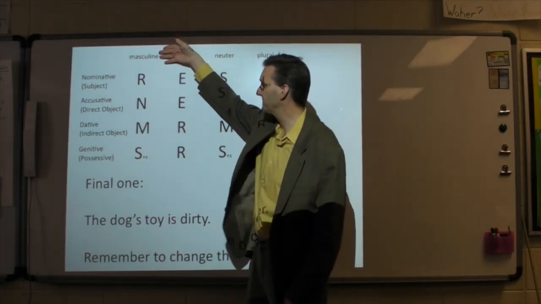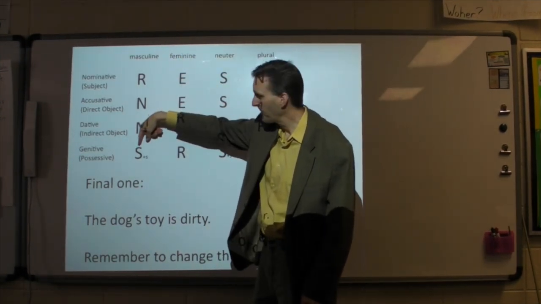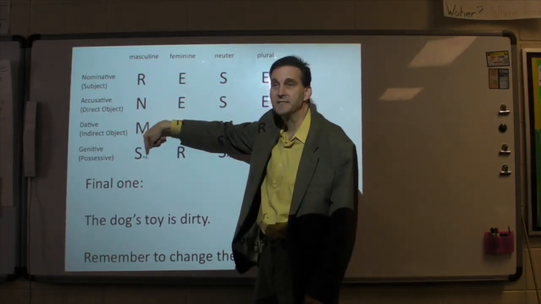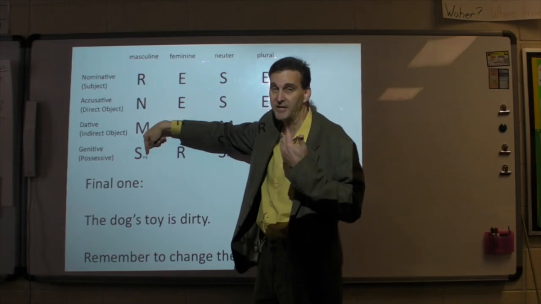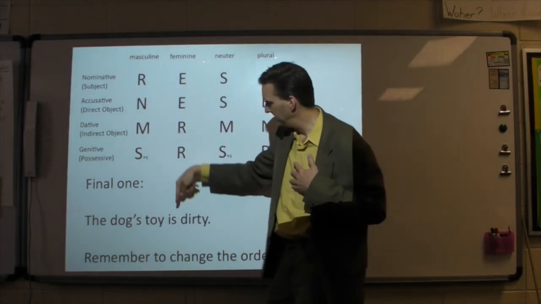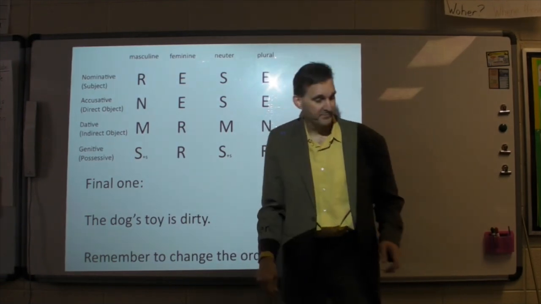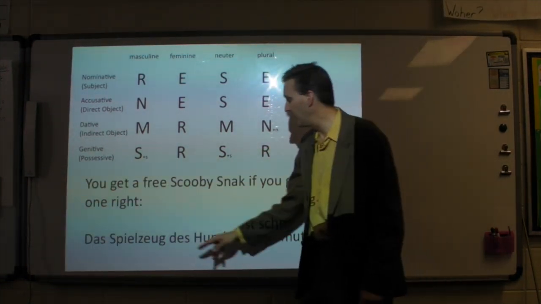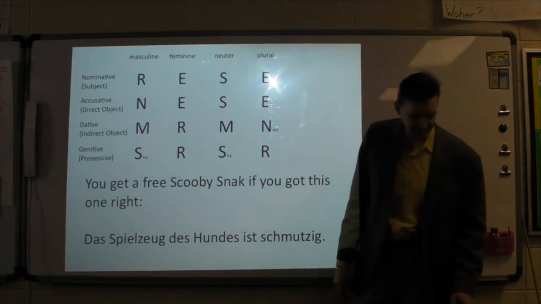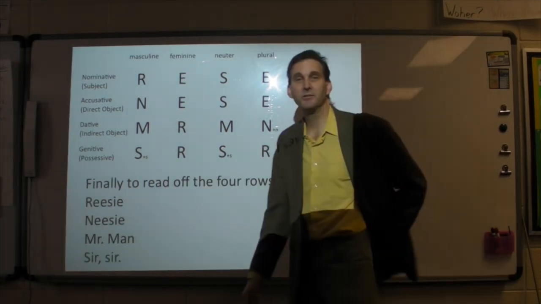Of the dog. Well, dog is masculine. We need it down there. Okay? So, des, we need the other S. And Hund is one syllable, so we actually need an ES. Des Hundes ist schmutzig. Okay? So, das Spielzeug des Hundes ist schmutzig. Hopefully that's starting to make a little sense.